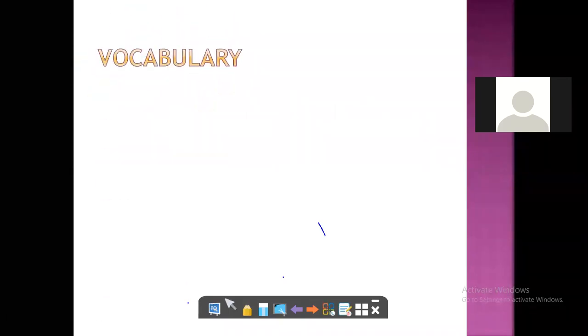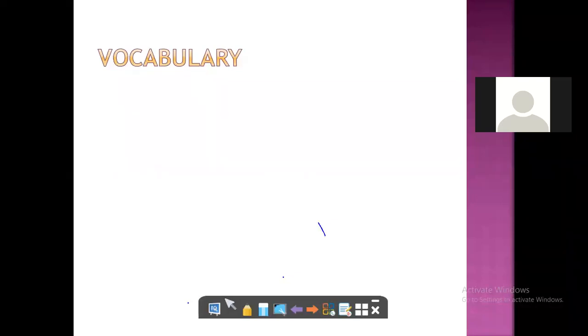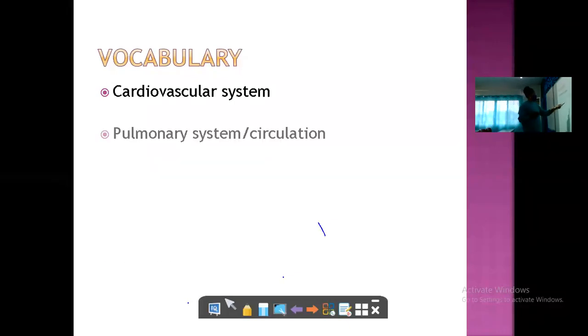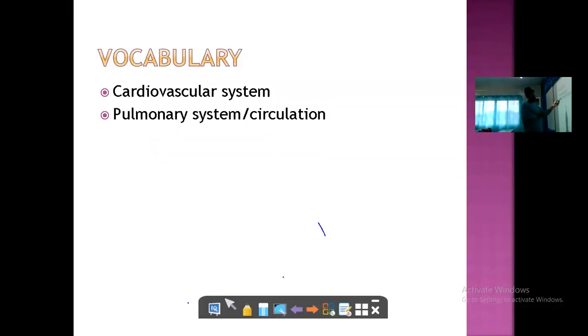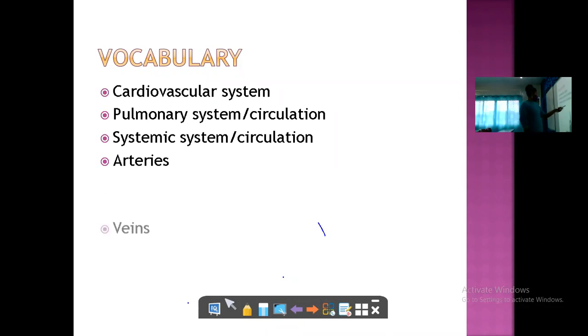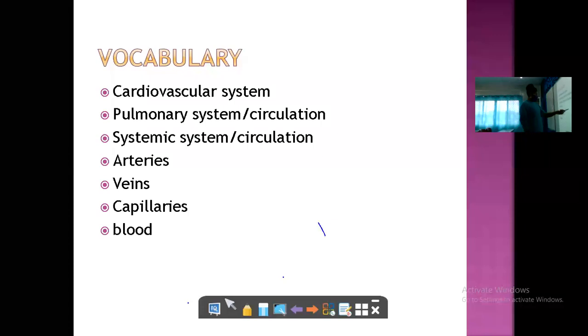The vocabularies, the common words that we're going to find out about in this lesson. 1, the cardiovascular system. Number 2, the pulmonary system or circulation. Number 3, the systemic circulation. Number 4, arteries, veins, capillaries, and finally the blood.